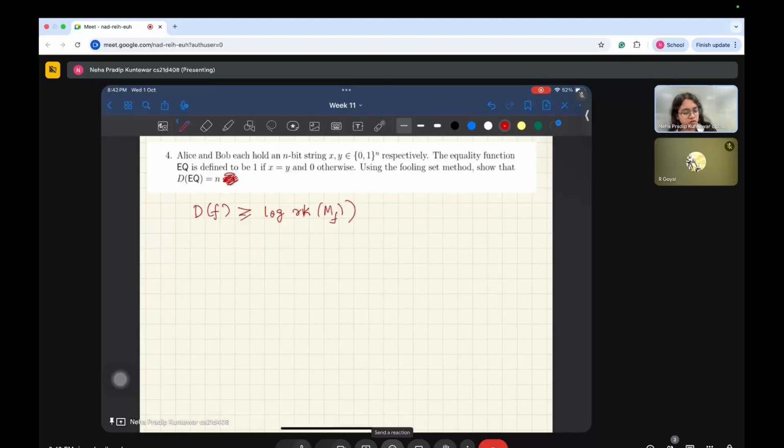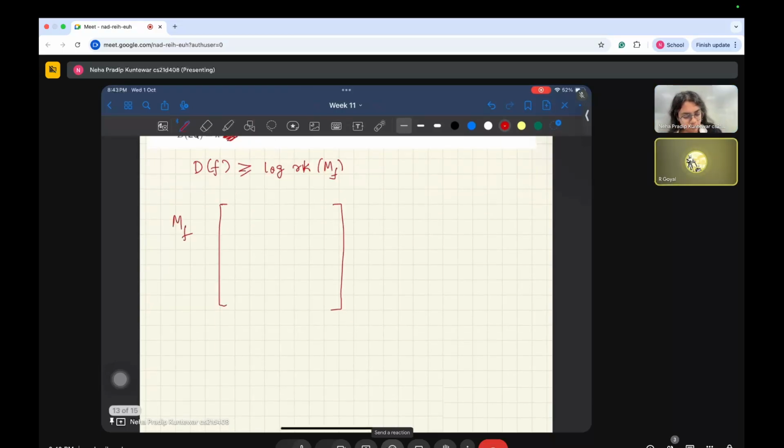So how do we do this? If we know that D f is this thing, then we would be designing a matrix, and the matrix would be of 2 raised to the power n by 2 raised to the power n only. And then this log of the rank would come out to be log of 2 raised to the power n, which is n only. But how do you show that the rank of the matrix is 2 to the n? So what does M f look like?